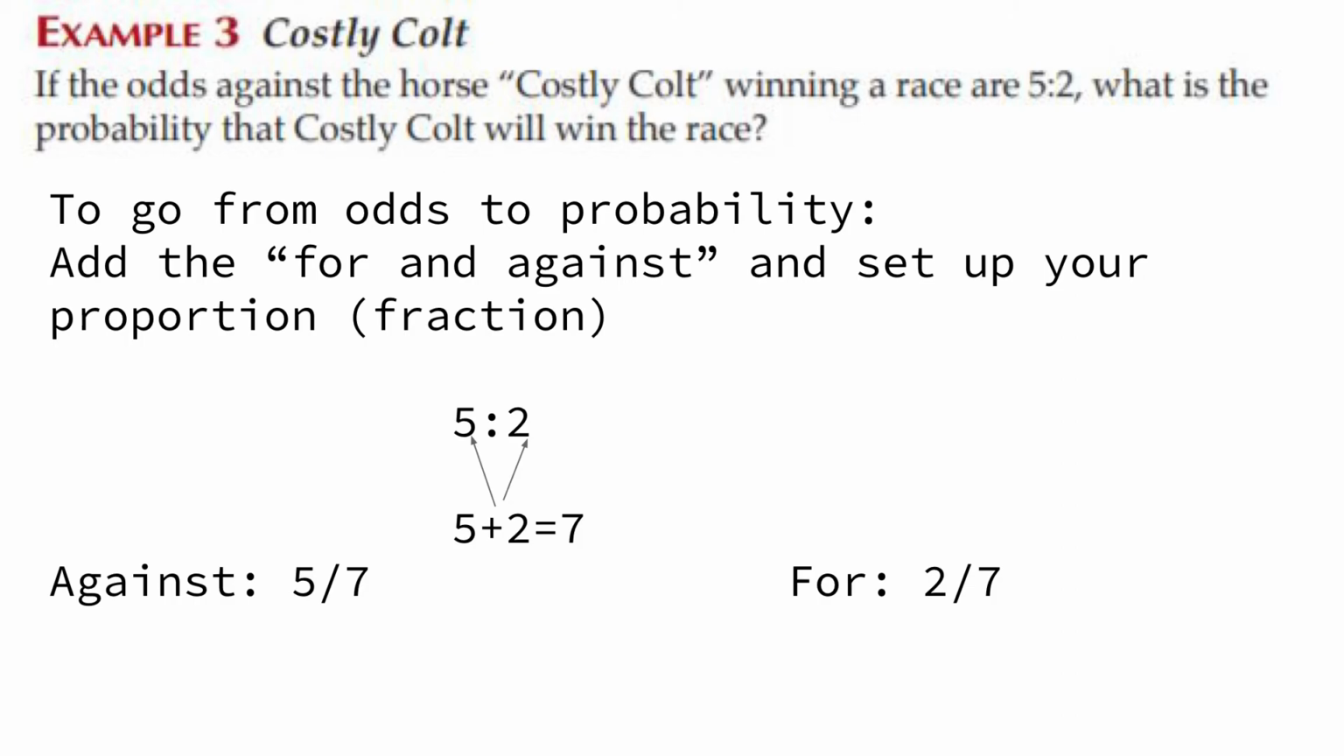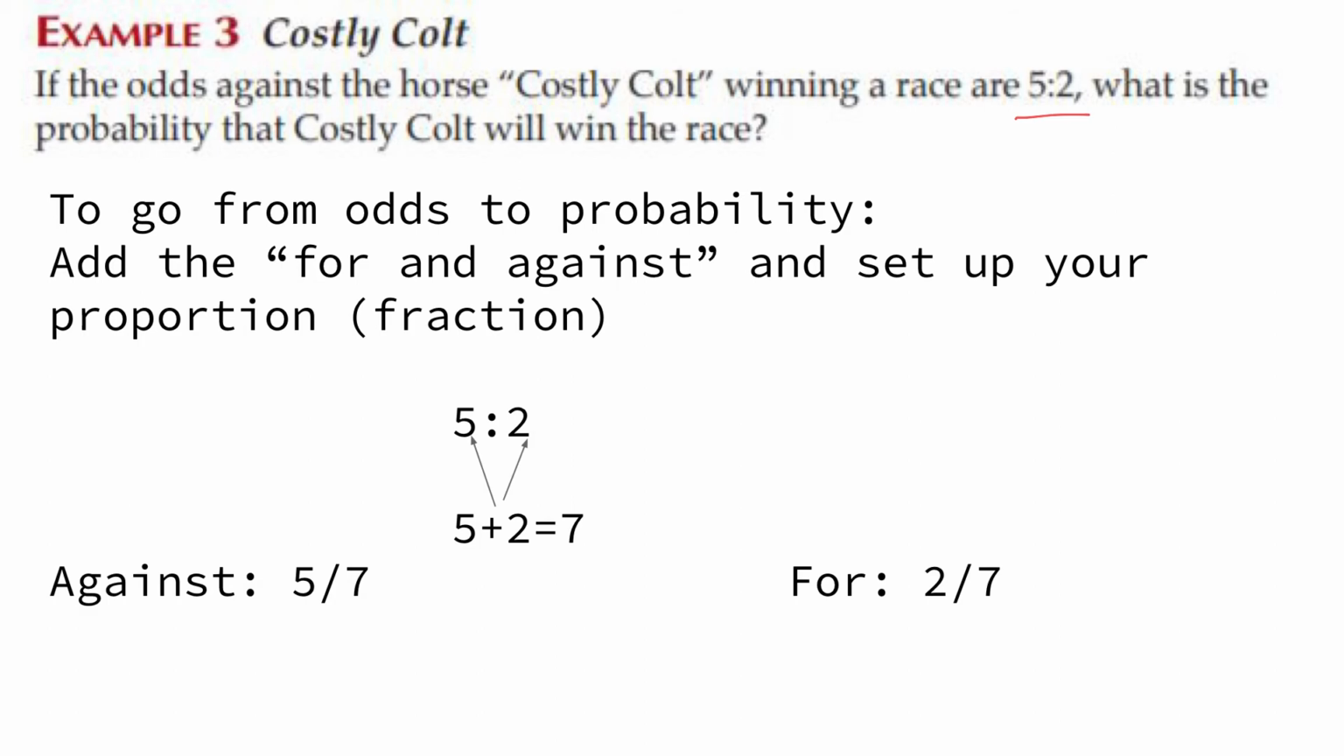So let's say you have an example where they give you the odds and they want you to convert it back to the probability. So in this example, we have a horse winning a race. The odds against the horse, Costly Colt, winning a race are 5 to 2. What is the probability that Costly Colt will win the race? So if you remember, when we calculated the odds for and against, we took that probability and the denominator, which was the total, canceled out. So we need to go back and write what our total is.